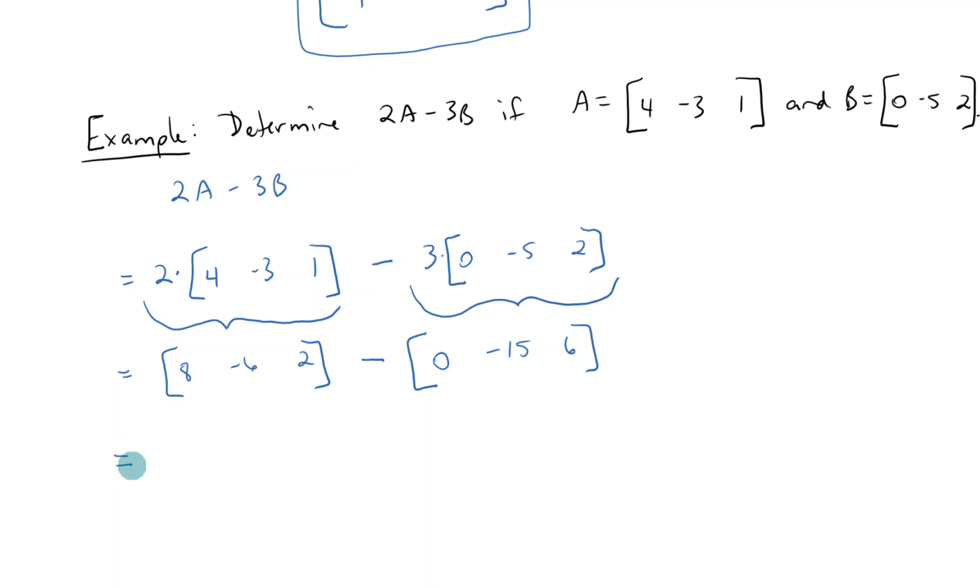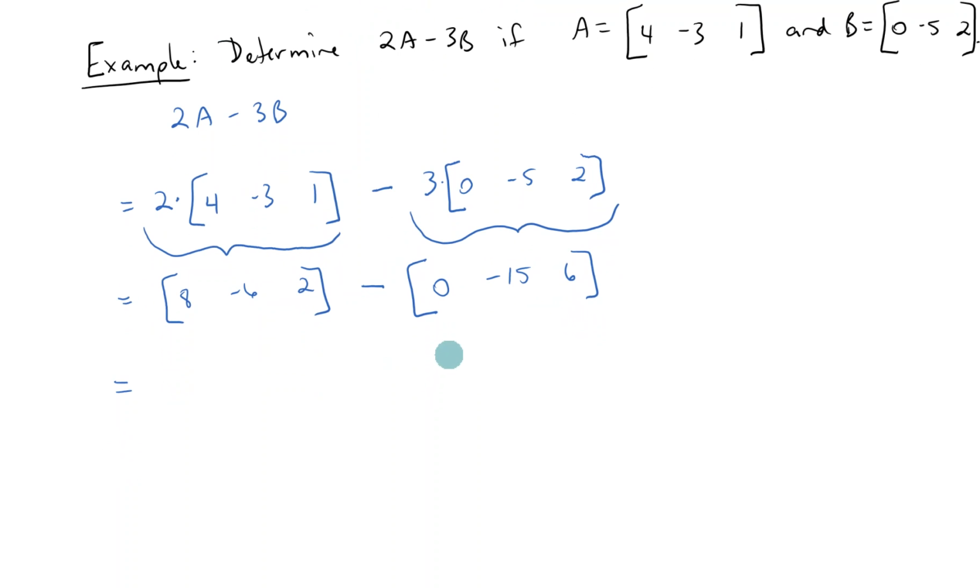And now we already know how to subtract matrices. I'll take each entry from the first matrix and subtract the corresponding entry in the second matrix. So I'll have 8 minus 0, that's 8. Then I'll have negative 6 minus negative 15. That's the same thing as negative 6 plus 15, which is positive 9. Then I've got 2 minus 6, that's negative 4. So the final answer for 2A minus 3B is this 1 by 3 matrix.